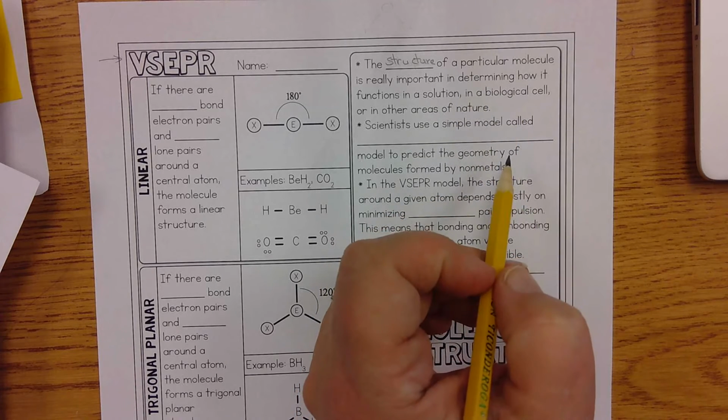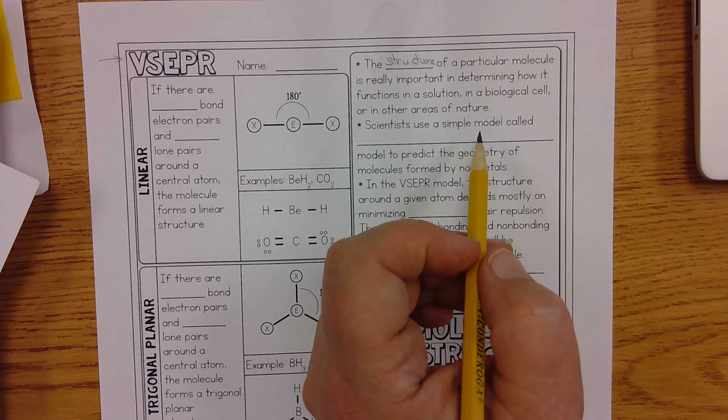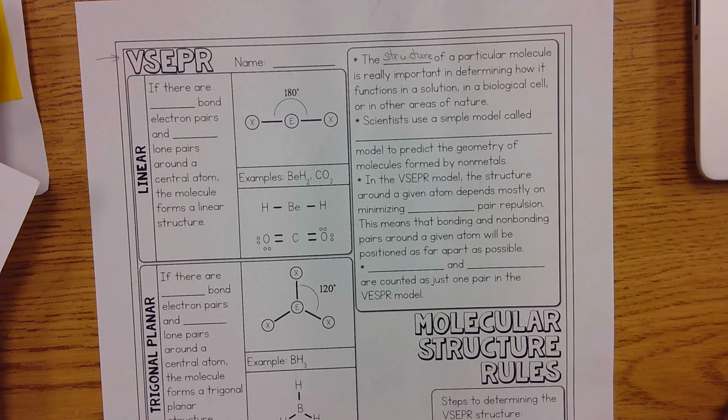I know in biology you guys talked about enzymes and how catalysts and different things like that fit together perfectly, and how body systems would not work if molecules were not shaped the way that they are. It is hugely important in how things work to know how their structure is shaped.